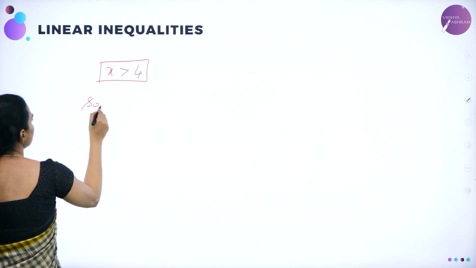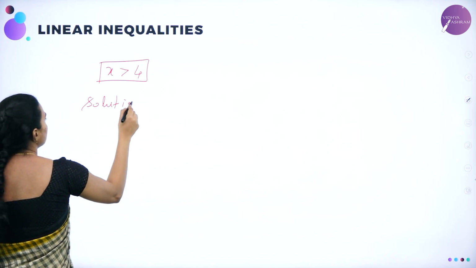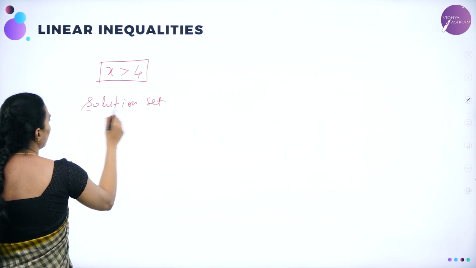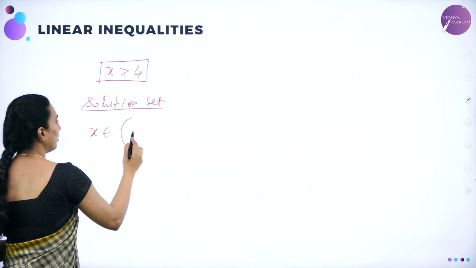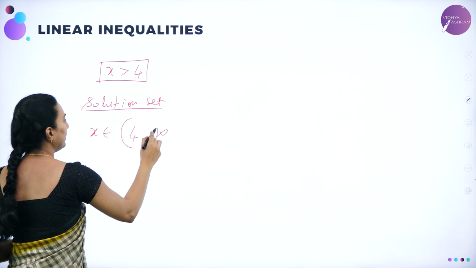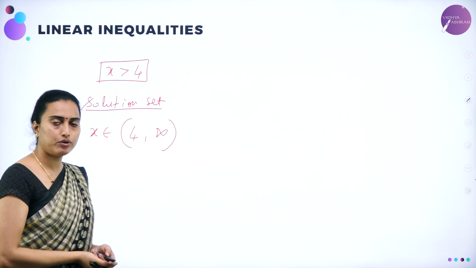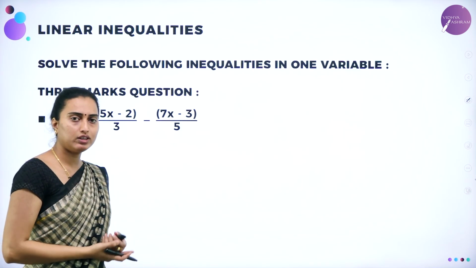Now what is the solution set given by? The solution set, when x belongs to real numbers as they have asked, is x belongs to 4 excluded, so we are going to write it in an open bracket, 4 comma infinity, open bracket. This is how we are going to solve the inequality. We'll move on to the next question, dears.